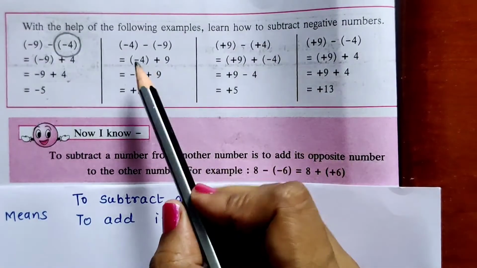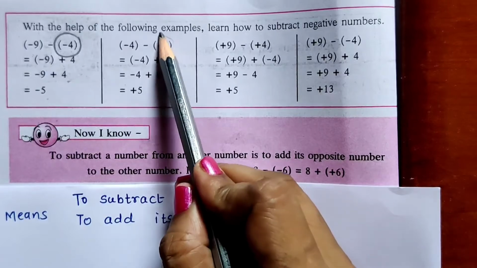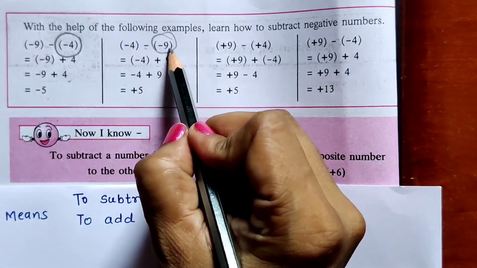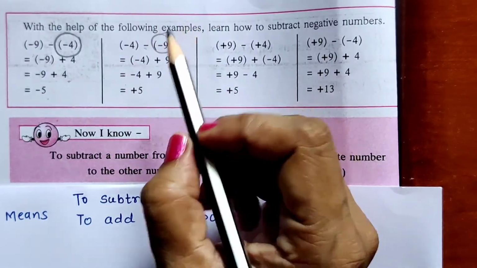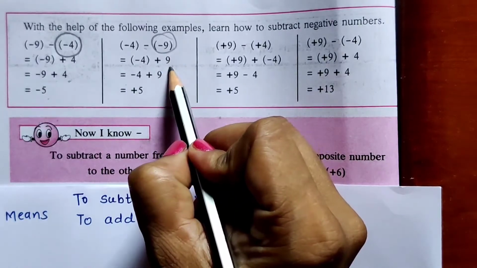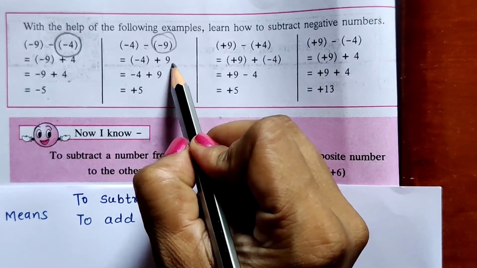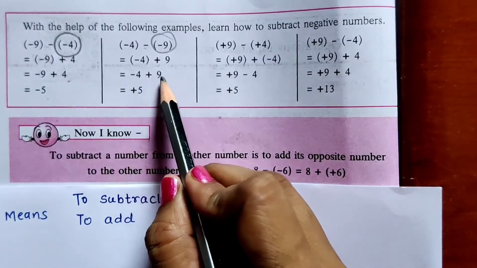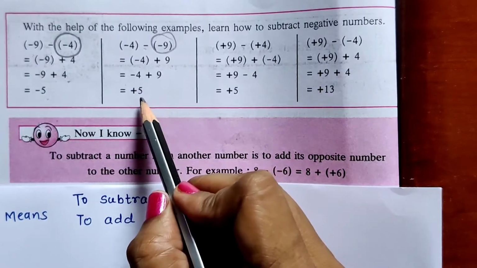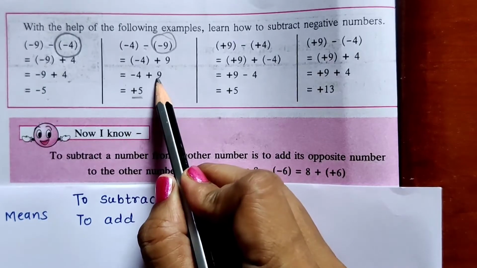Now let us see this second example, minus 4 minus (minus 9). We have to subtract minus 9 from minus 4. That means we will have to add the opposite of minus 9 in minus 4. That means minus 4 plus, and the opposite of minus 9 is plus 9. So it will become minus 4 plus 9. Different signs means we will have to subtract the smaller number from the bigger one, 9 minus 4, and the answer will be plus 5, because for the answer we give the sign of the bigger number.